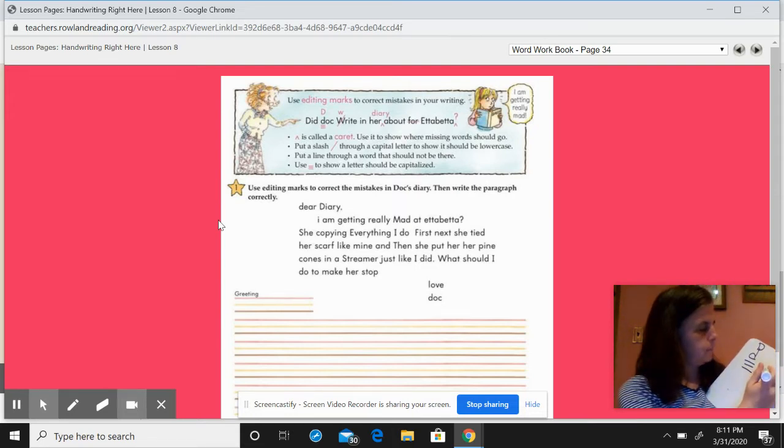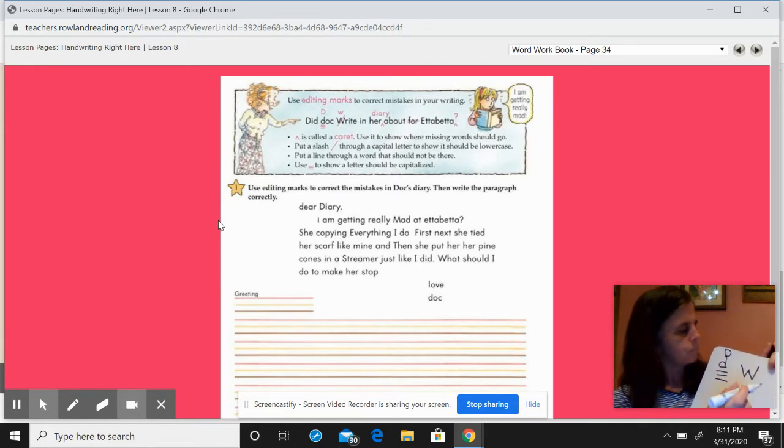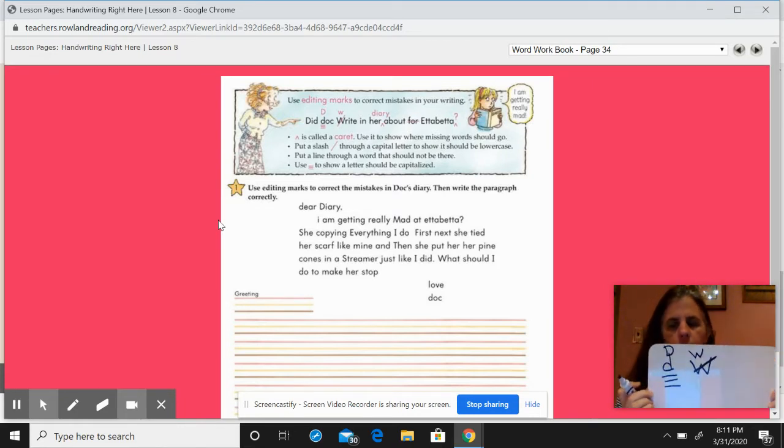So let's keep going. So did Doc write? The W here in write is an uppercase W. And we don't need an uppercase W in the middle of a sentence. It's not starting the sentence. Write is not someone's name or the name of a place or thing. So for this, we're going to put a backslash line through that W to show that it should be a lowercase w, like that.